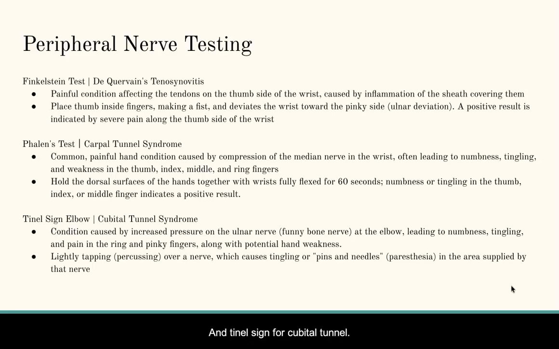And Tinel's sign for cubital tunnel. And again, this is compression of the ulnar nerve. So you're going to use your reflex hammer and do light tapping over the nerve to see if it causes any pain or pins and needles. Must know information.